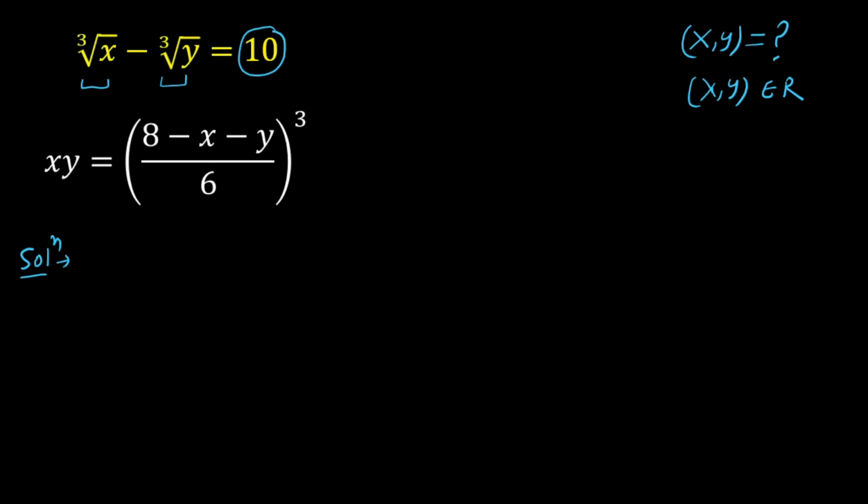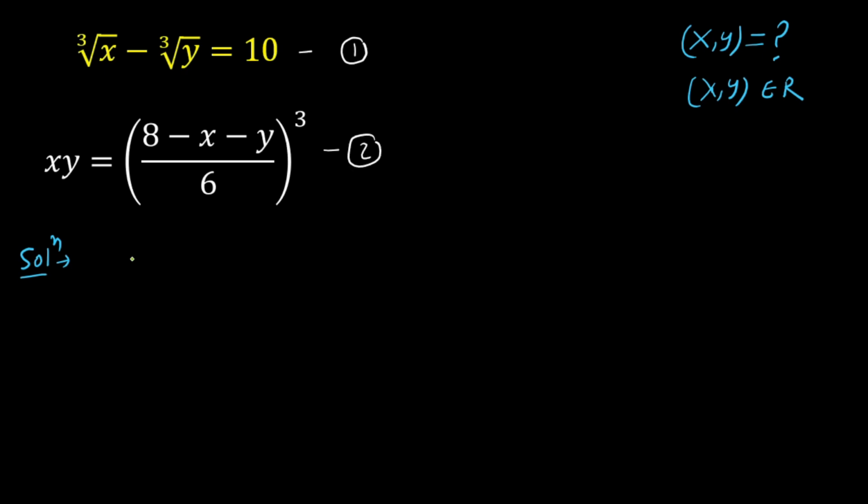In this video we are going to solve: cube root of x minus cube root of y equals 10, and x times y equals (8 minus x minus y divided by 6) whole power 3. Here we will find the values of x and y, which belong to the real numbers. We will apply my favorite method, substitution. Let us consider this equation number first and this equation number second.